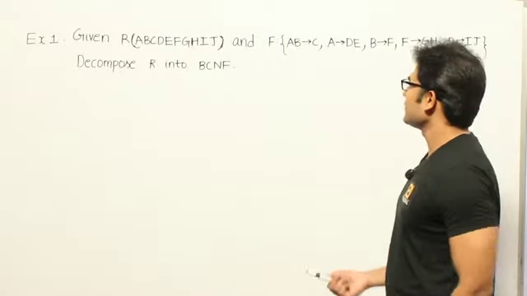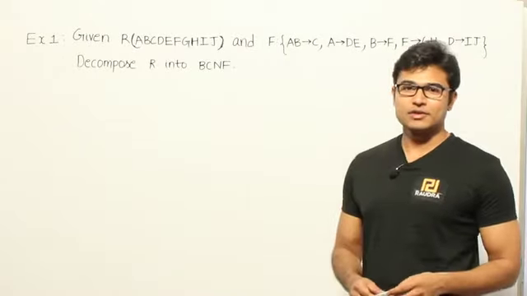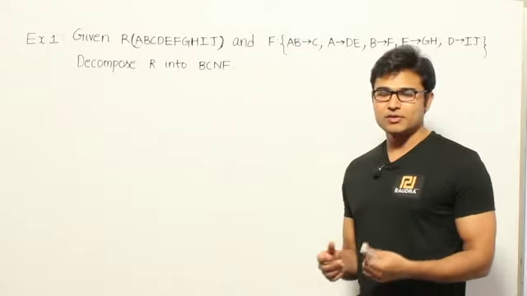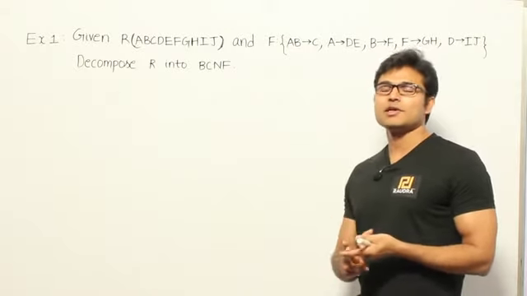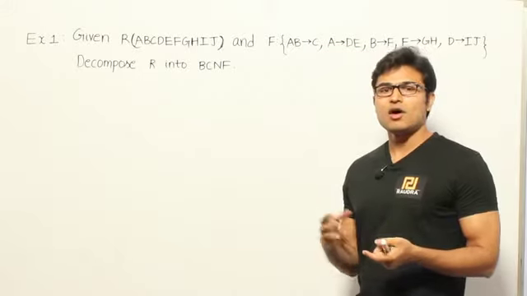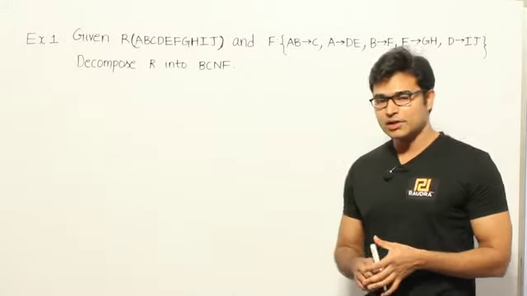Now let's see this relation and try to decompose it into BCNF. There are various ways of doing it. You can first decompose into second normal form, third normal form, and then into BCNF, or by using the definition of BCNF you can decompose it directly.